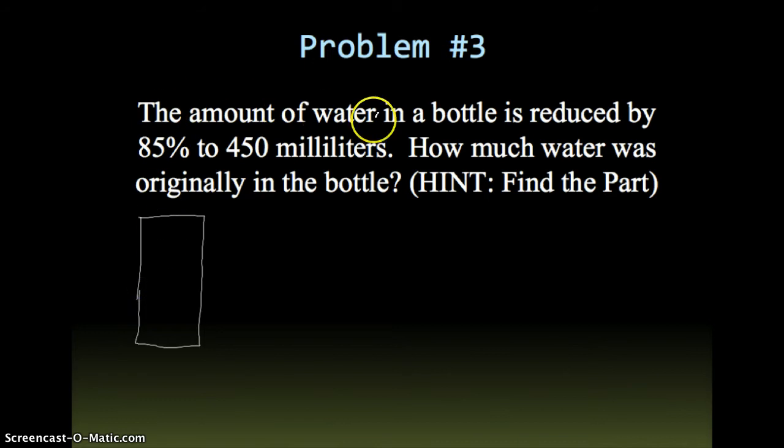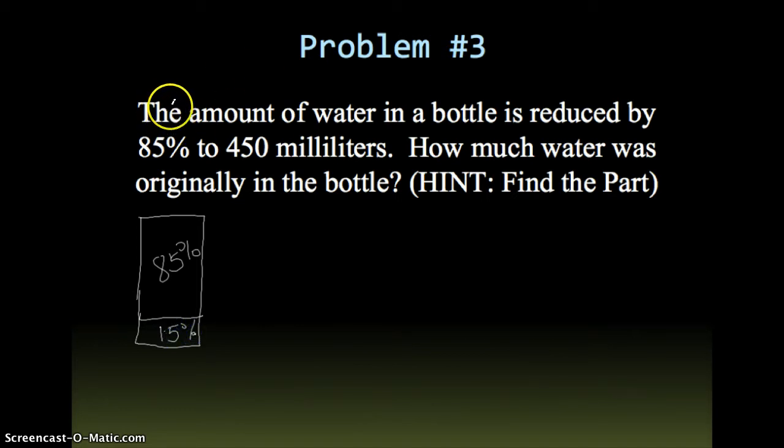So the amount of water in the bottle is reduced by 85%. So it means we're taking away 85%. So this is 85%, right? Which means, how much does this need to be down here to make 100%? Well, we know that 100 minus 85 is 15. So we know that 15% is left, right?